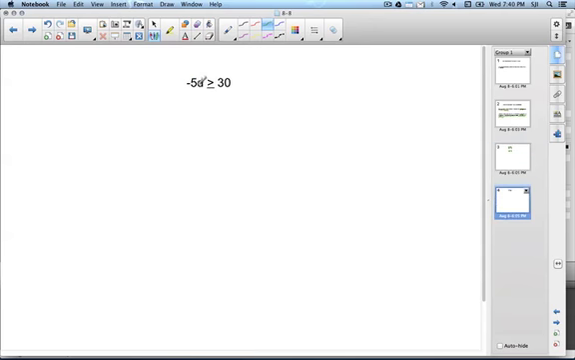Here we have negative 5d is greater than or equal to 30. So we're going to ask ourselves the questions. What number is on the same side as the variable? Negative 5. What operation is going on with that? Multiplication. What's the opposite of that? Division. So that means that you're going to divide both sides by negative 5. So the number that we're dividing both sides by is negative.